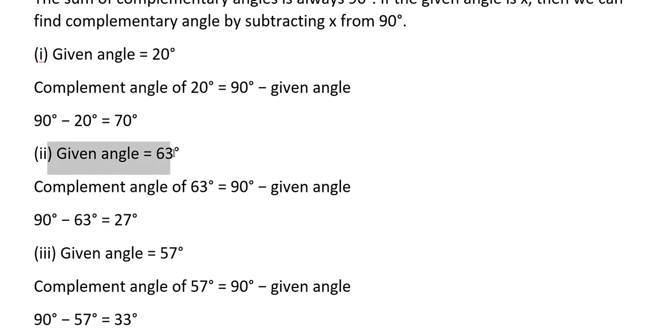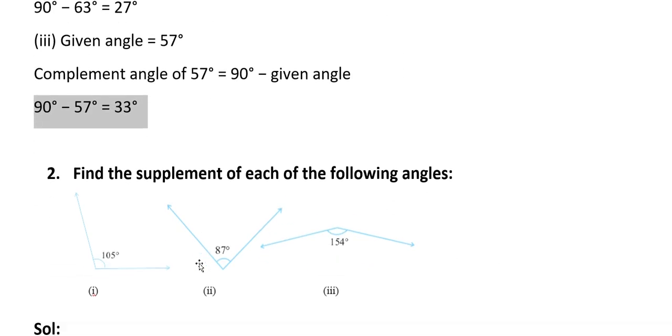Second one, the given angle is 63. The complementary angle of 63 is equal to 90 minus the given angle, that is equal to 27. 90 minus 63 is 27. The given angle is 57. The complement of angle 57 is 90 minus the given angle, 90 minus 57, which is equal to 33.